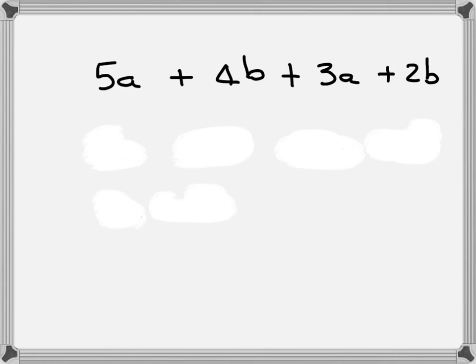Let's look at combining like terms. So in this particular one up here, we will have all the A's are the same, all the B's are the same. Those are like terms. So what do you think we're going to do first?